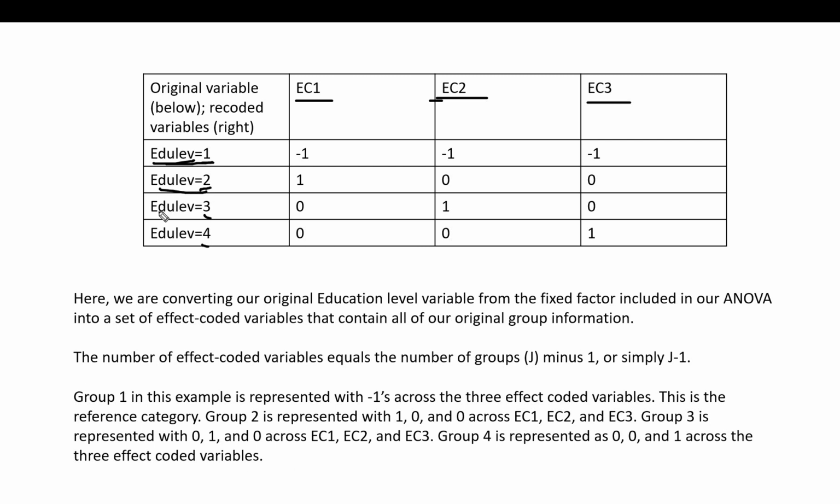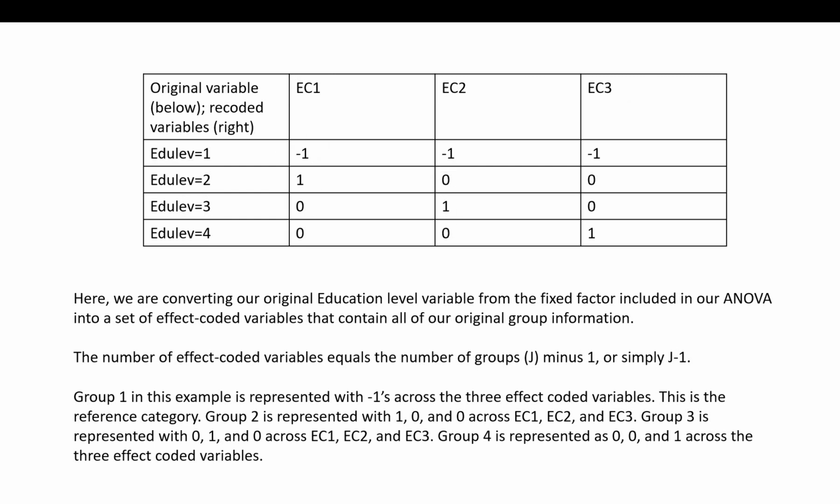You'll notice that I've set up each row as reflecting a given level: level 1, level 2, level 3, and level 4. The coding system is presented in the EC1, EC2, and EC3 columns. For the first effect-coded variable, I have a -1, a 1, a 0, and a 0. The second effect-coded variable has a -1, a 0, a 1, and a 0, and so forth.